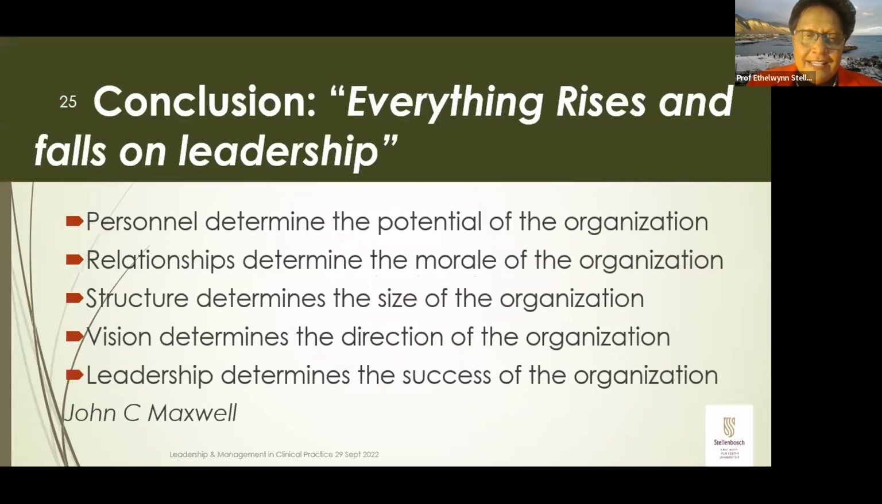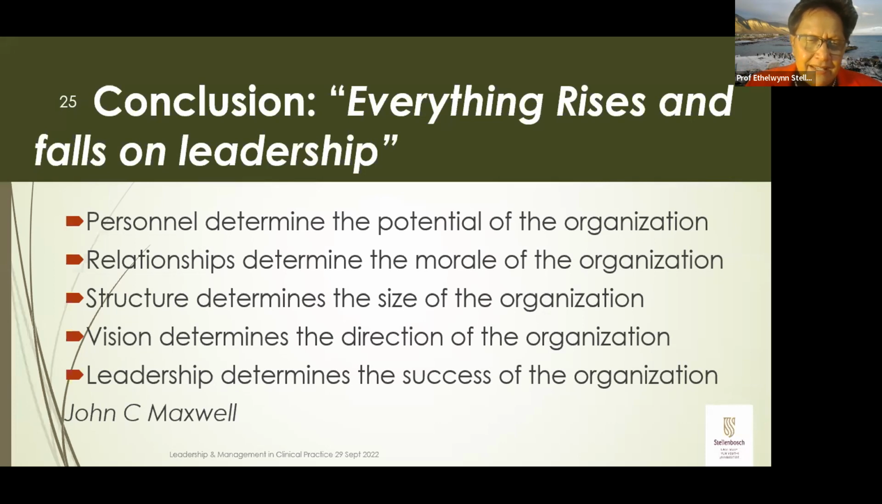And finally, my last slide, my conclusion: everything rises and falls on leadership. Leaders can make an organization and they can also break an organization. And you remember our problem in our country that started also in 2008 with all this state capturing. There was a problem with the leadership, because that is why we had all those problems. Imagine capturing a state, my word. But nevertheless, this is what John Maxwell says.